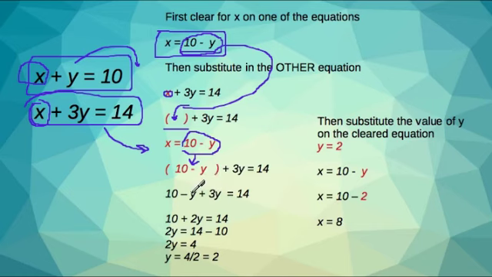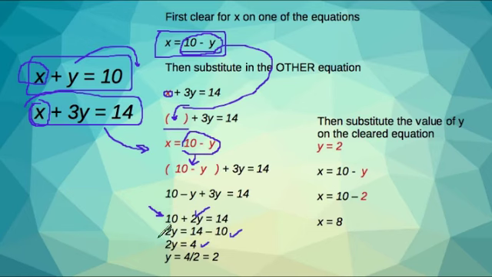Negative 1y plus 3y, how much is that? 3 minus 1, that's 2. That's why you have that result right there. Then we got this 10. That 10, I do not want it there, so it's being added. What do I do? I pass it as a subtraction right here. So now we have 14 minus 10. 14 minus 10 is going to be 4.